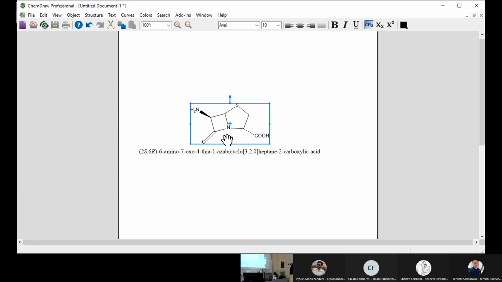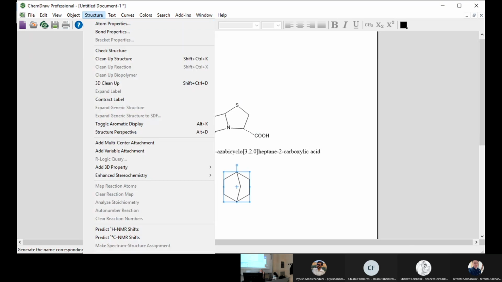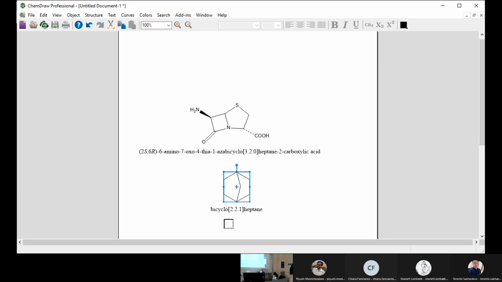So there are 7 atoms which compose these 2 rings. Heptane. But we can draw another type of heptane. This one, for example. You can see the name. Bicyclo[2.2.1]heptane.